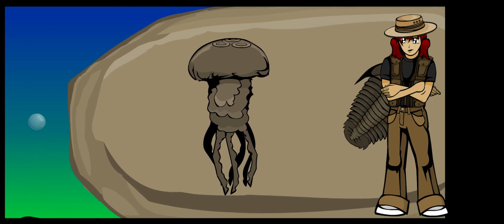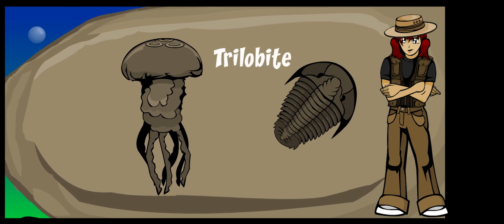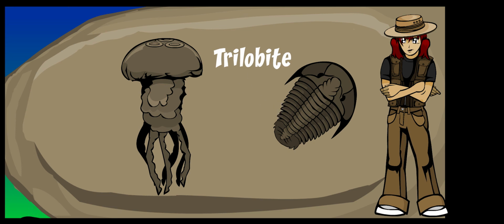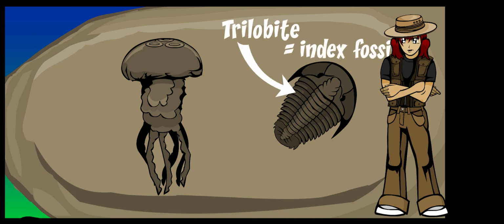But let's say that we find this jellyfish next to the fossil of a trilobite. We know that trilobites lived during the Paleozoic era, between 2,500 and 250 million years ago. So that means that the jellyfish would have lived at the same time. Because we are using the trilobite fossil to guess the age of the other fossil, the trilobite is our index fossil.